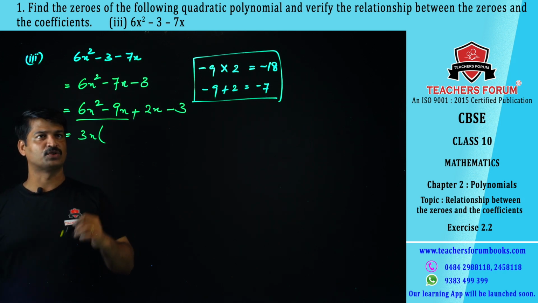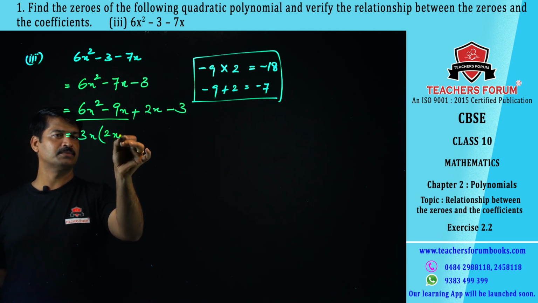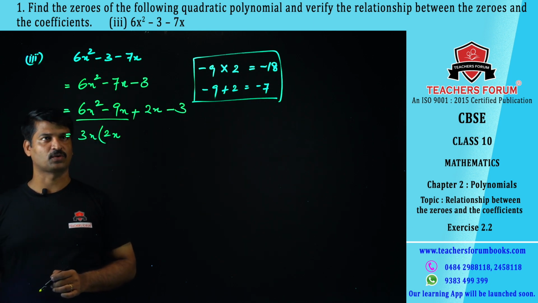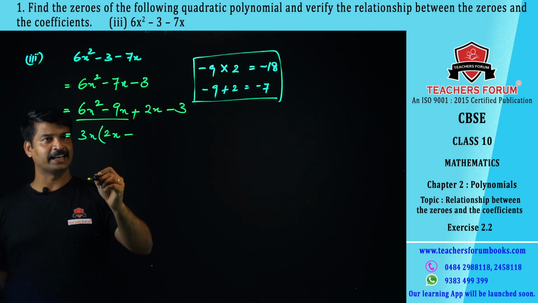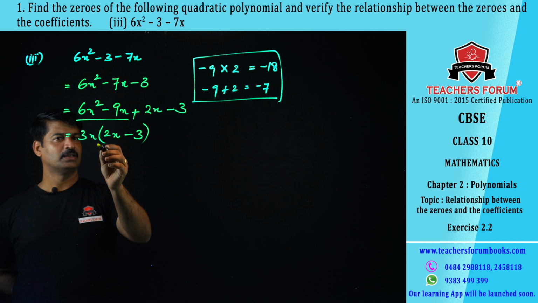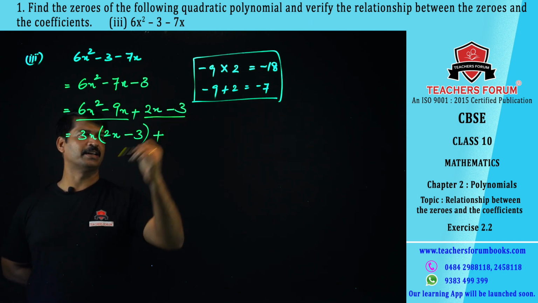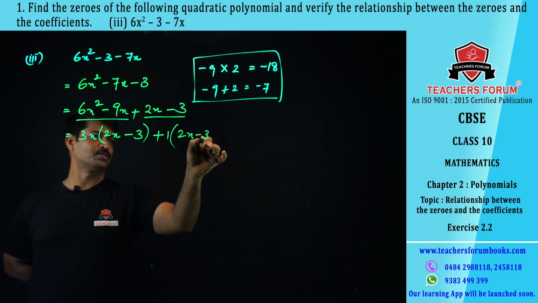You can take 3x outside. Then what is remaining? If you take 3x from here, the remaining term is 2x. 3x into 2x, 6x square. Now, if you take 3x outside from 9x, 3 will be remaining. So, if you take 3x outside, the remaining term is minus 3. Similarly, what is common here? 1 is common. You will be getting 2x minus 3.